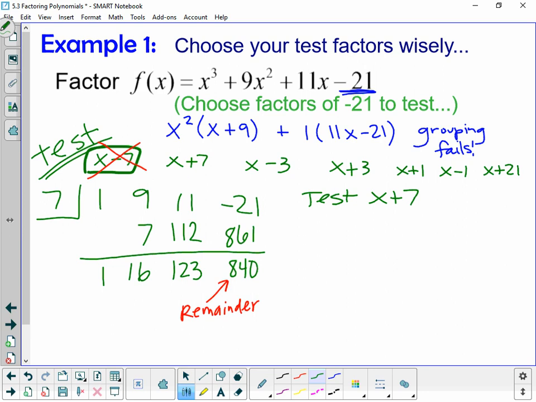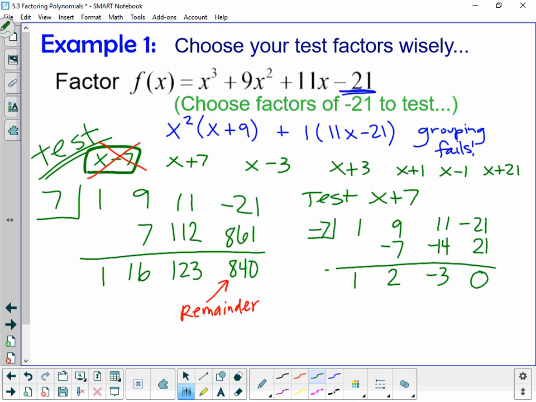Okay, well, if we want to test x plus 7, we would use the root negative 7. Here we go. Let's test it out. We're looking to find a remainder of 0. Drop it down, multiply it, add it up, multiply it, add it up, multiply it. Hey, look at that. We found our remainder of 0. Yay! So that means x plus 7 is one of the factors.